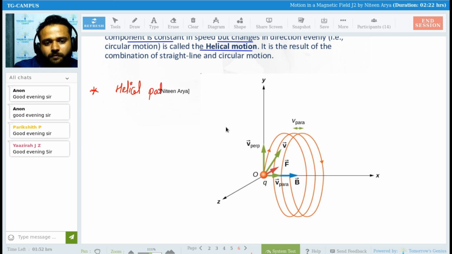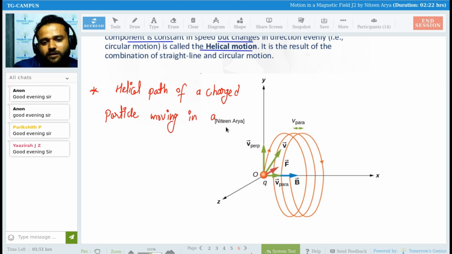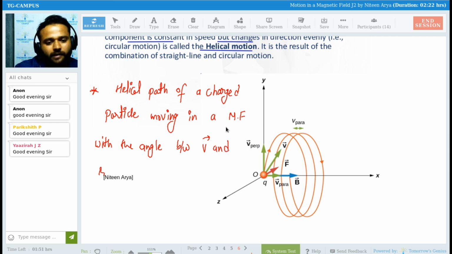Helical path of a charged particle moving in a magnetic field, with the angle between the velocity vector V and the magnetic field vector other than 90 degrees.